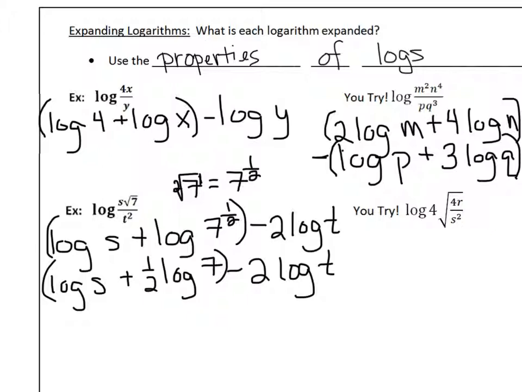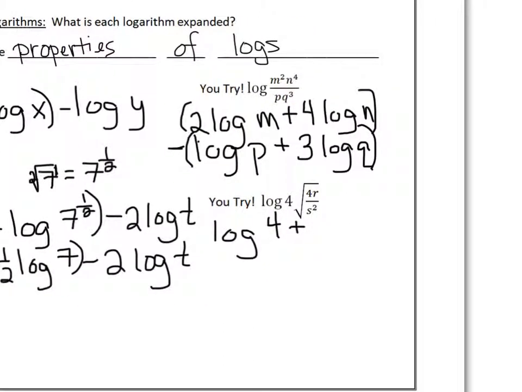Alright, well, we know that the log 4 is going to come first. Since it's being multiplied, we're going to put an addition sign here. Now, the next big thing is 4r and s squared are all inside that square root. Well, remember we said the square root we can write as an exponent of a half. So I'm going to put log of 4.